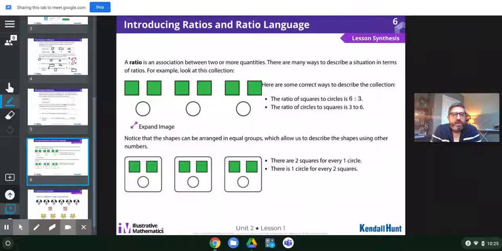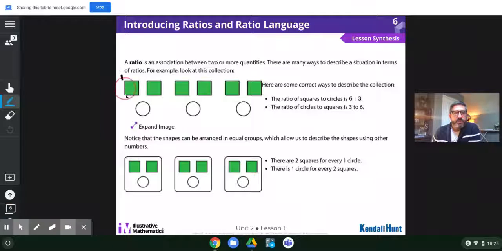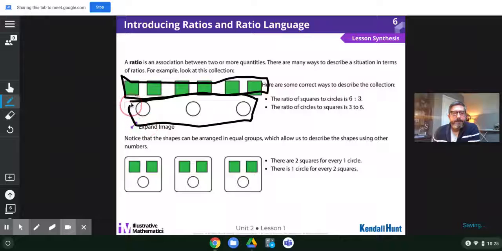So in this first example, you see the green squares and a circle. So if we were to look at all of these together, we could say that the ratio of squares to circles is 6:3. We've got 6 squares and we've got 3 circles. You see how they used that colon there?